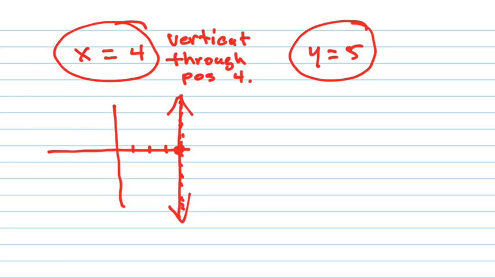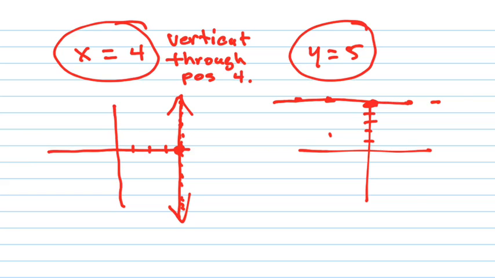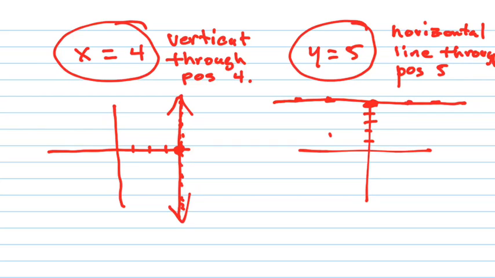Okay? Well, y equals 5. Where does y equal 5? Well, up 5, right? So this says go up 5 where? Everywhere. Up 5, up 5, up 5. So what kind of line is that going to give you? Horizontal line. Oh, I see how this could be confusing. Yes. So it's a horizontal line through positive 5.